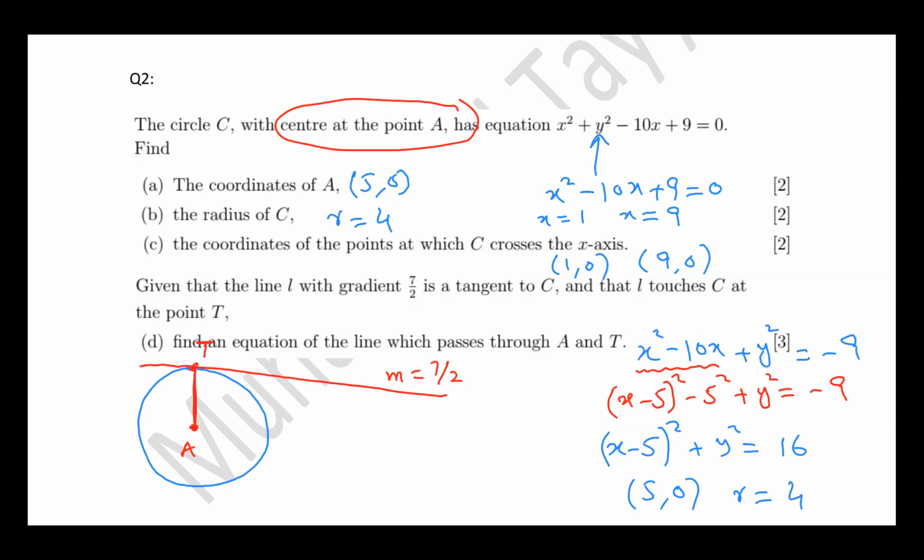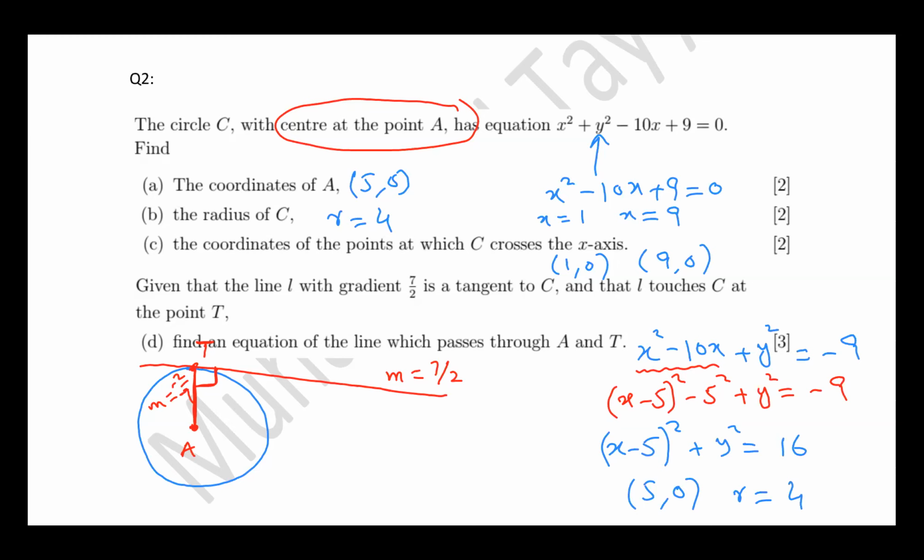Yes, 5, you are right. So basically we know AT is a radius and the other line is a tangent, so they are perpendicular. That's an important thing we know from our O level. And if the gradient of that tangent is 7/2, it means the gradient of the radius will be the negative reciprocal, minus 2 by 7. There are many people who gave me the answer, and the equation as well.